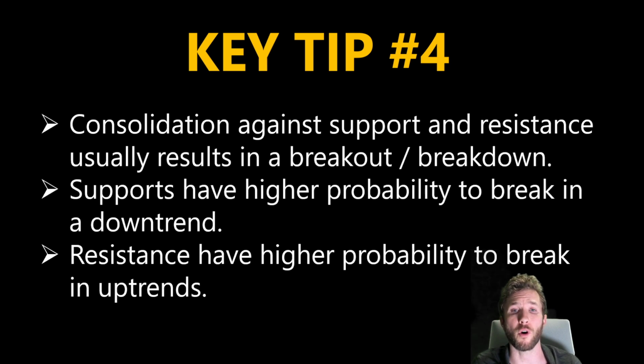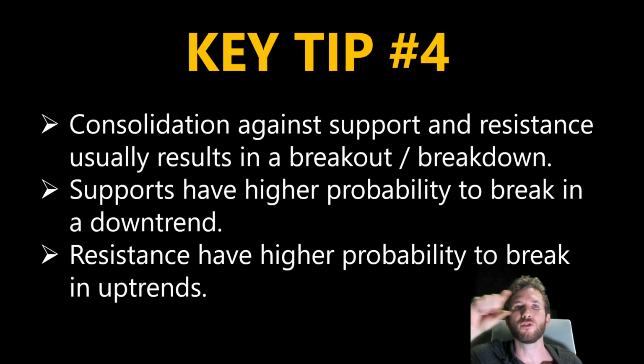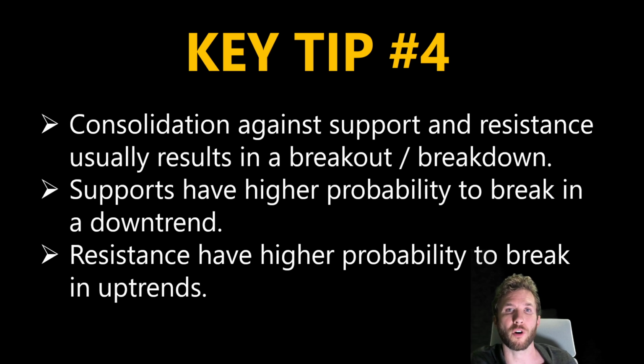Key tip number 4: consolidation against support and resistance usually results in a breakdown. What I mean by this is it's kind of like the ascending triangle. Usually when we come up to a resistance and we don't get an immediate rejection, it hits, then sits there and then bounces, that's usually a bull flag at resistance, and that's usually bullish. So what we want to do is wait for the candle to break down and out of that top side range. We actually saw that at 8,400.